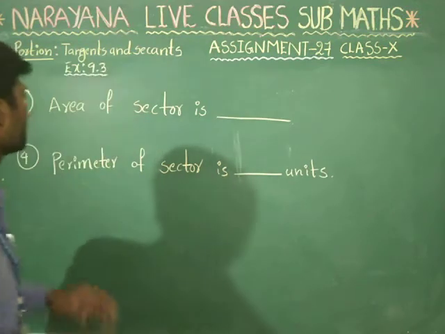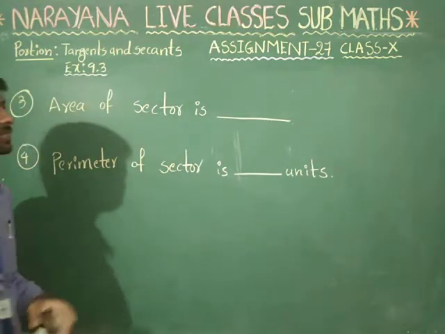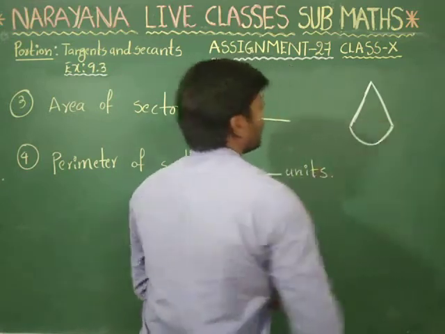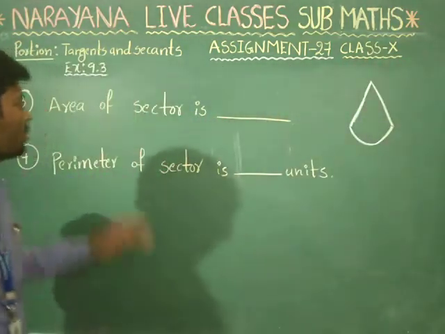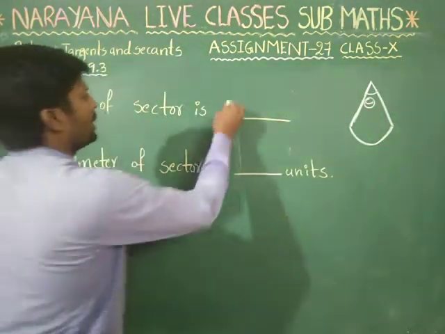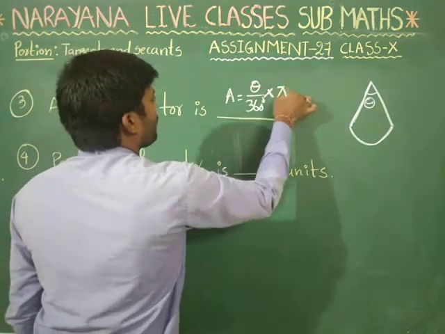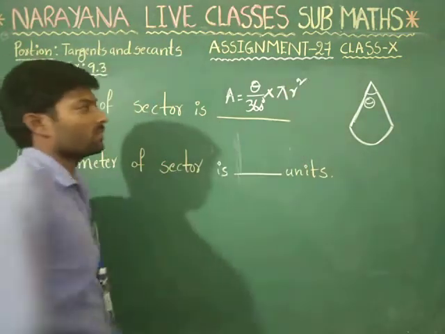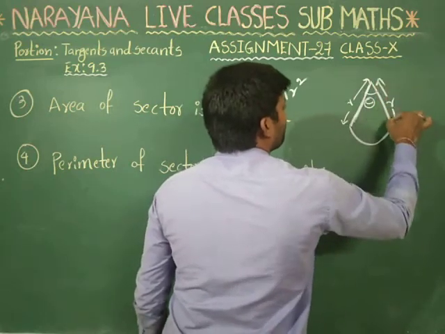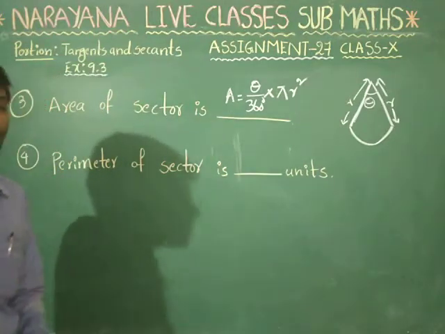Let's go for the third question. This is a fill in the blank. The third one is: area of the sector is. This is a direct question. Area of the sector. Basically a sector looks like this. It is a part of a circle. So what is the area based on the angle between two radii of a given circle? It is exactly A is equal to theta by 360 degrees into pi r square, where r is the radius of the given circle and theta is the angle between those two radii. So the area of the sector is theta by 360 into pi r square.